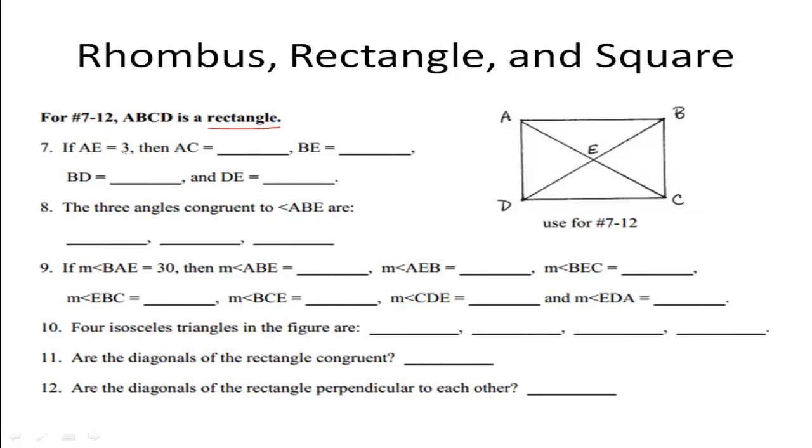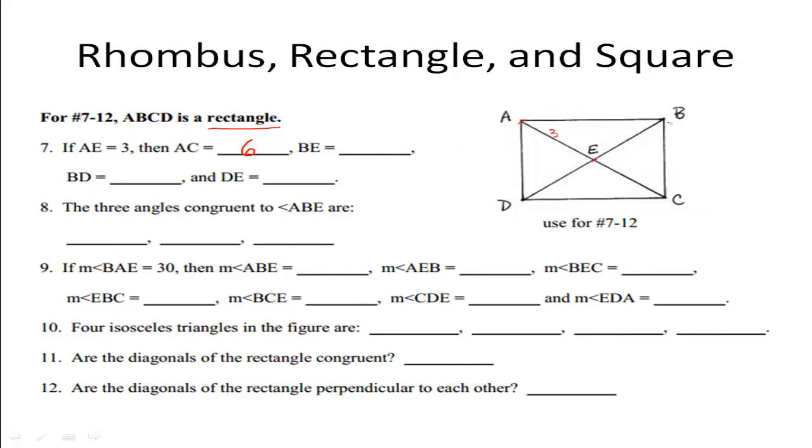If AE is equal to 3, that means that from this point to this point, this is 3. So let's write 3. If AE is 3, how much is AC? AC would be the whole diagonal. So if half of the diagonal is 3, the whole thing should be 6.